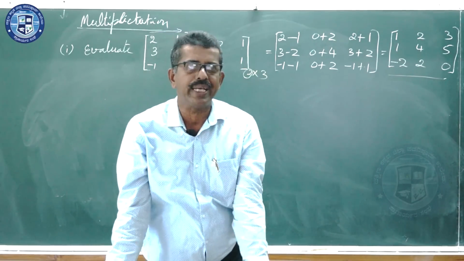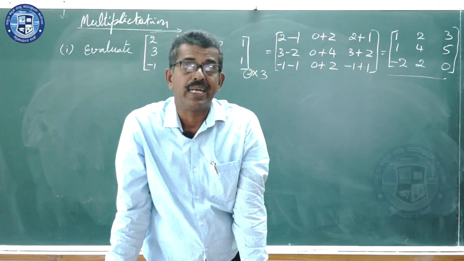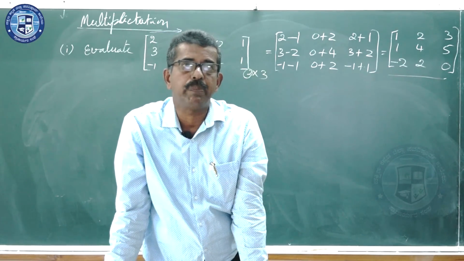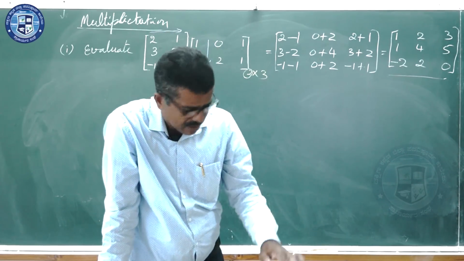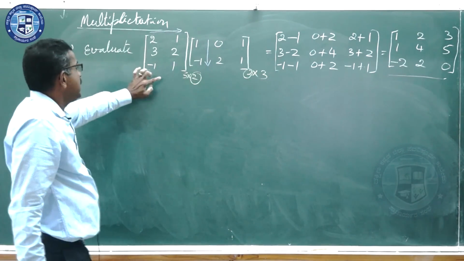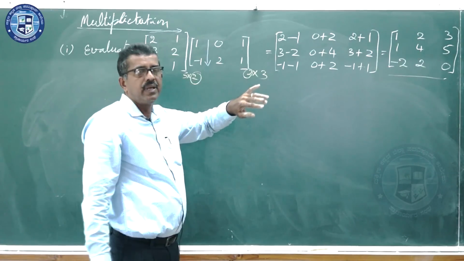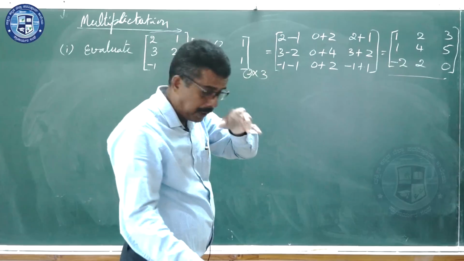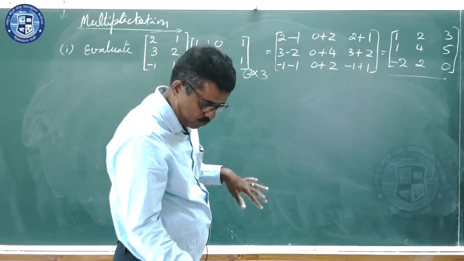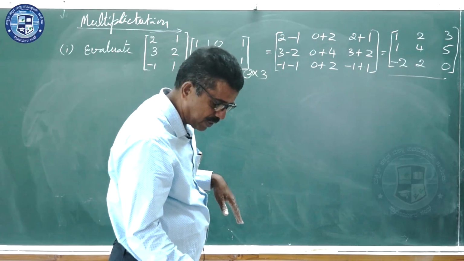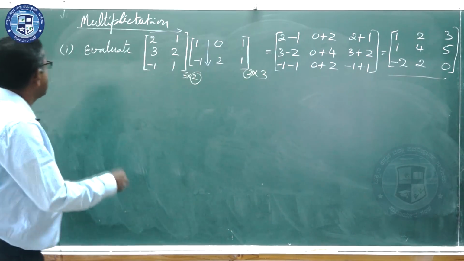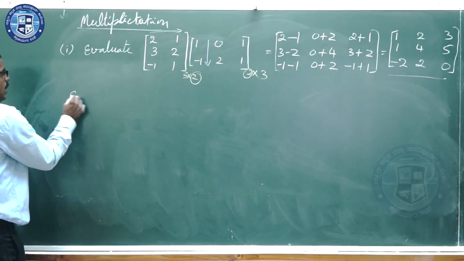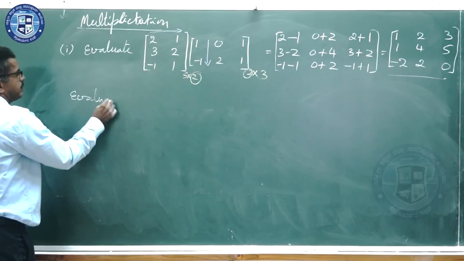That is the product of two matrices. So these are the few cases which we have discussed regarding matrix multiplication. I hope you understood. Okay, but since I have taken a 3 cross 2 and 2 cross 3, let me take another case with the 2 cross 3 and 3 cross 2 to just identify whether matrix multiplication is commutative or not. So let me take, evaluate.